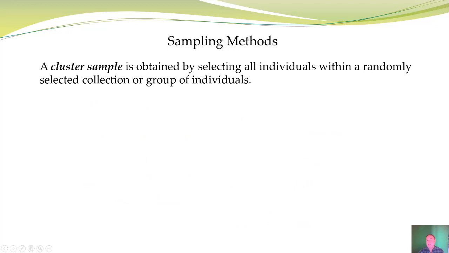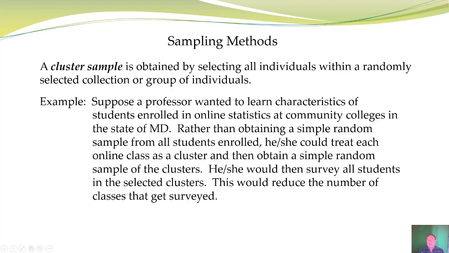A cluster sample is obtained by selecting all individuals within a randomly selected collection or group of individuals. Example: suppose a professor wanted to learn characteristics of students enrolled in online statistics at community colleges in the state of Maryland. Rather than obtaining a simple random sample from all students enrolled, he or she could treat each online class as a cluster and then obtain a simple random sample of the clusters. She would then survey all students in the selected clusters. This would reduce the number of classes that get surveyed.